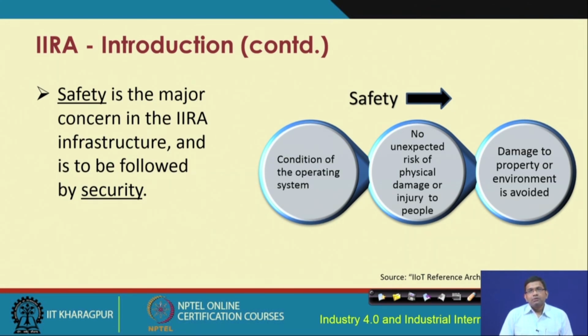In terms of safety, it is important to know, for the system that is operating, what is the condition of it. It is also important to ensure that there is no unexpected risk of physical damage or injury to people due to some malfunctioning or potentially malfunctioning systems in the future. And the third safety concern is to ensure that there is no damage to property or environment due to any kind of malfunctioning now or in the future.